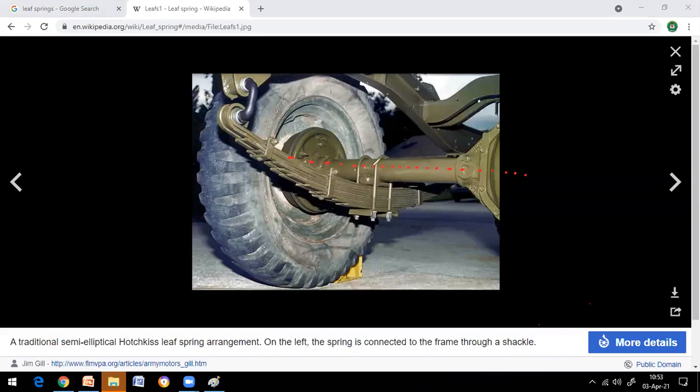Leaf springs are subjected to point load. And this is the axis of the leaf spring. So almost it is something like the load acting on a beam which is in the form of an elliptical shape.